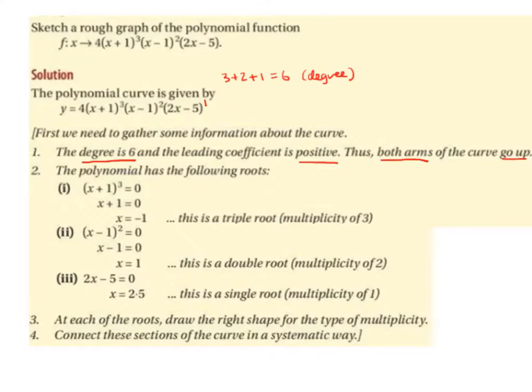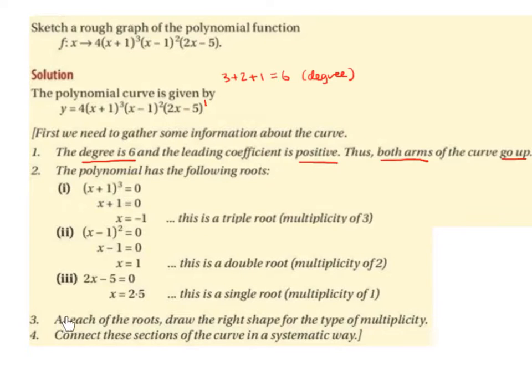And then we take our final factor, which is 2x minus 5. We let that equal to 0. The minus 5 comes over the equal sign and becomes positive 5. And 5 divided by 2 is 2.5, so x is equal to 2.5. This is a single root. It has a multiplicity of 1, because it was 2x minus 5 technically to the power of 1.